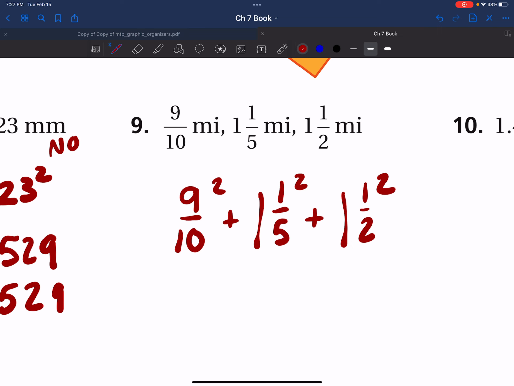9/10 squared. You know what I would do on my calculator? I would just put 9/10 in as a decimal, which is just 0.9. 0.9 squared is 0.81. Then 1 1/5. 1/5 as a decimal is 0.2, so I could put 1 1/5 in my calculator as 1.2 and then square it.